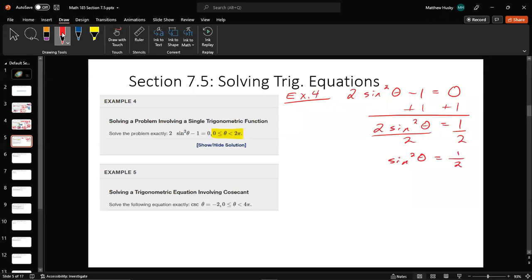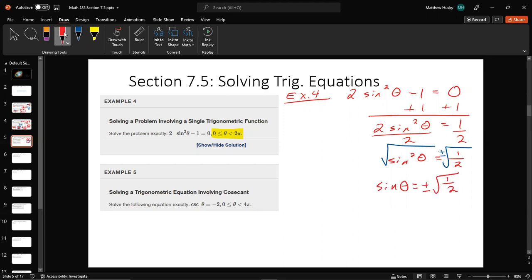Now, what happens because it's squared? Well, to get rid of squaring something, you need to do the square root, yes? And you may remember this from back in the day, but when you take the square root to solve for the equation, you get both a positive root and a negative root. So if you square root both sides, you're going to have sine of theta. That's going to equal plus or minus the square root of 1/2.